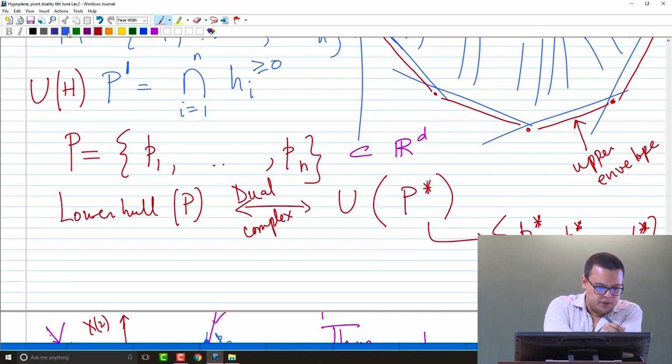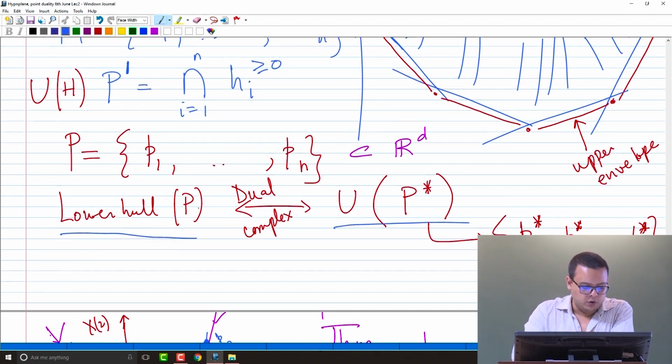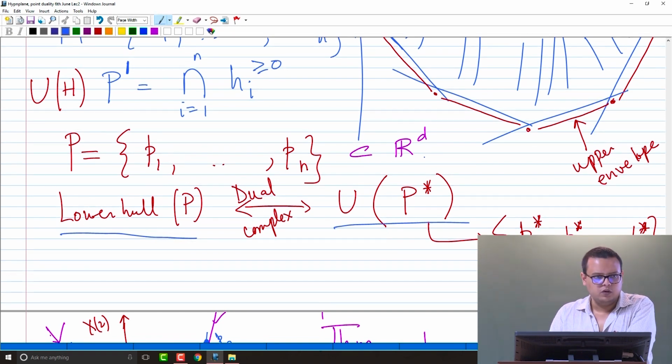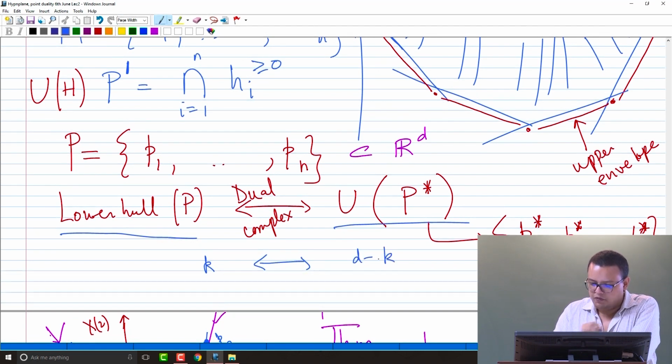What we want to do is look at two things. We want to look at lower hulls and upper envelopes. We want to look at the lower hull of P and the upper envelope of P star. And what we want to show is they are dual complexes. So what was the definition? You want a bijection between the complexes such that if you have a k dimensional face here, you will get a d minus k dimensional face here. That was the definition. Good.